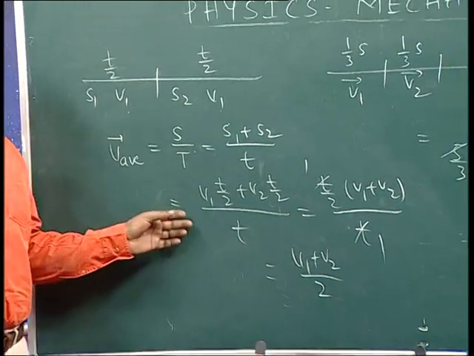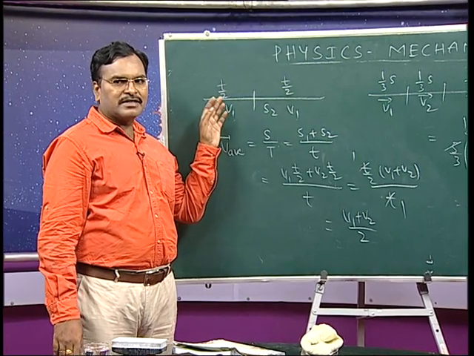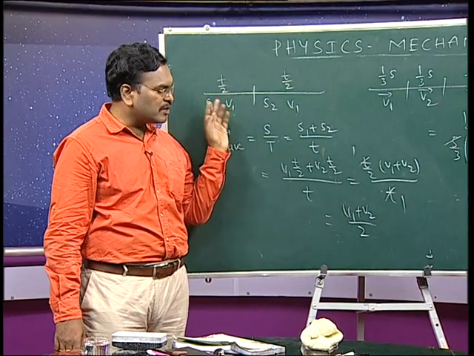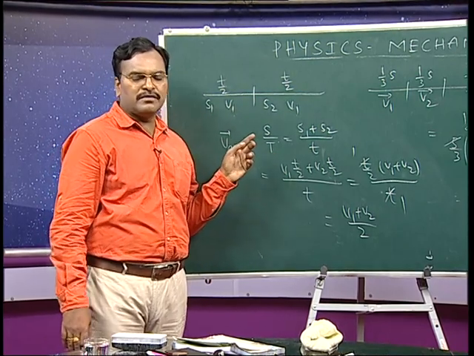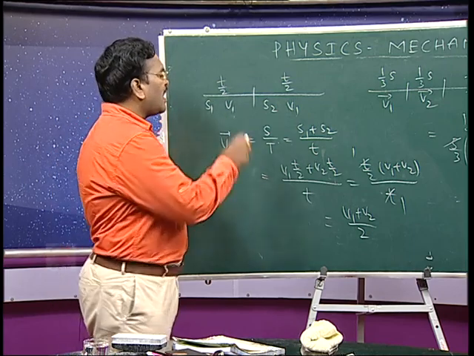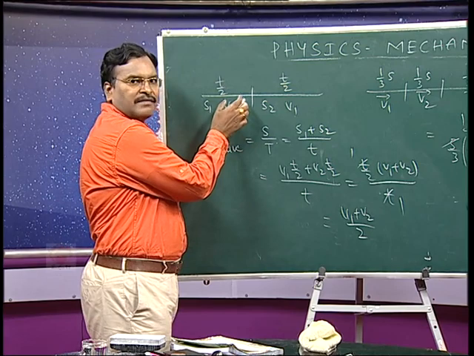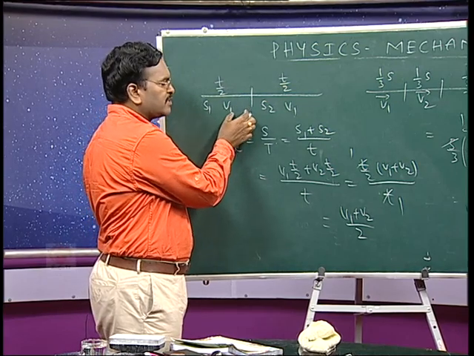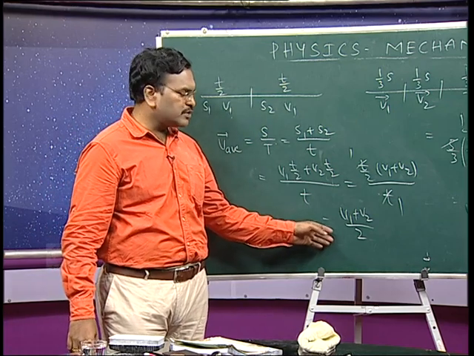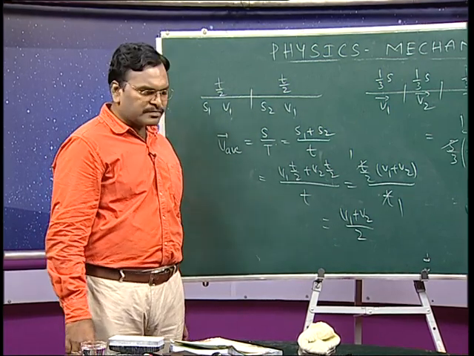What is the difference here? What I explained in the last case? A particle covers half of the displacement with velocity V1 and the remaining half of the displacement with velocity V2. How much we got at that time? 2 V1 V2 by V1 plus V2. But here, half of the time with a velocity V1 and the remaining half of the time with a velocity V2. So, average velocity is V1 plus V2 by 2.